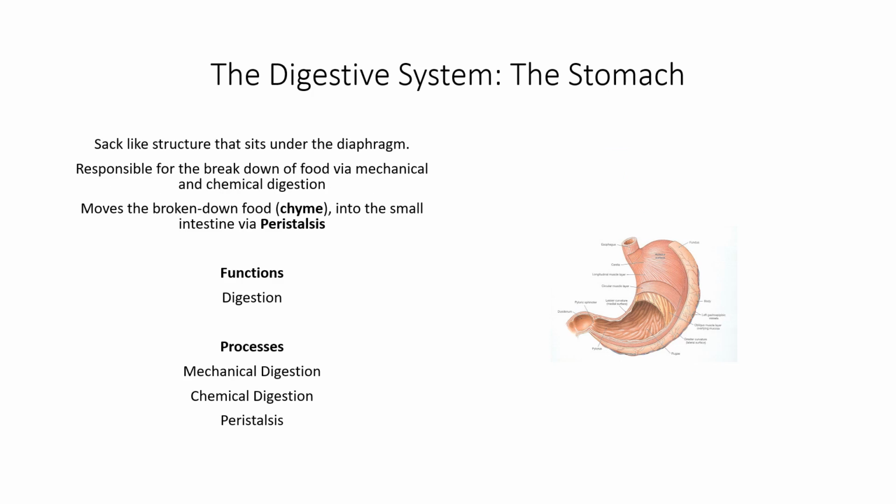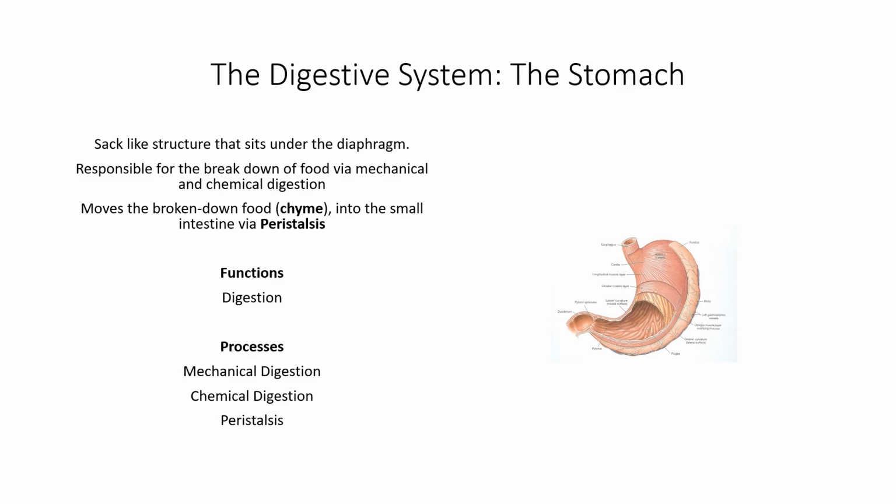Moving on to the stomach. Now, the stomach is a sac-like structure that sits just underneath the diaphragm. It's responsible for the breakdown of food via mechanical and chemical digestion. So you may be familiar with the fact that the stomach is filled with a strong acid which breaks down food, and this is the chemical digestion component of what the stomach does. However, it also breaks down food via mechanical digestion. As it churns food and mixes it up with the acids, it's also breaking it down via mechanical digestion.